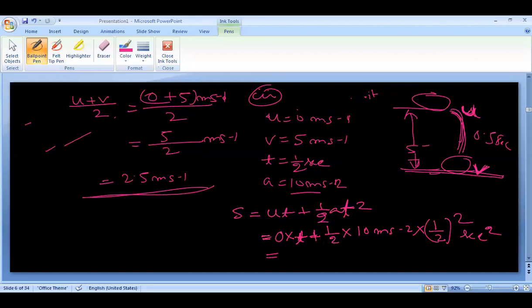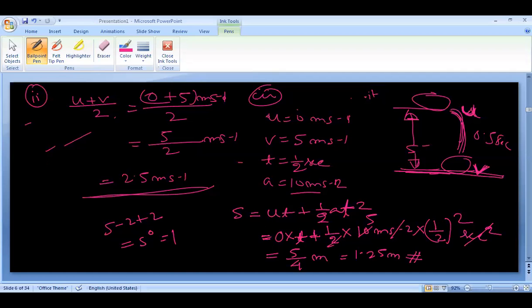So 0 into t will be 0. Now 2 into 5 is 10. Then second to the power minus 2 into second square, so minus 2 plus 2 will be 0, so second and second will get cancelled. Then it will be 5, then 1 by 2 square, that means 4. The unit is meter. When you solve this, it will be 1.25 meter. That means the distance between the ground and the ledge is 1.25 meter. Clear about this, all of you? Yes, sir. This is the answer of the 2, and this is the answer of the 3.